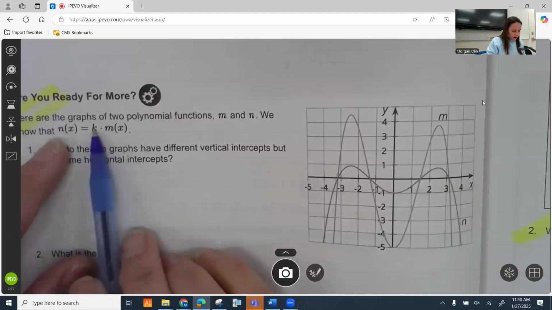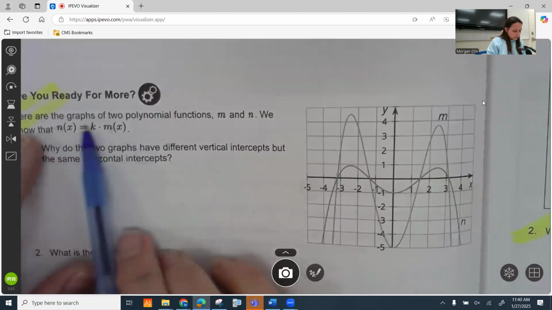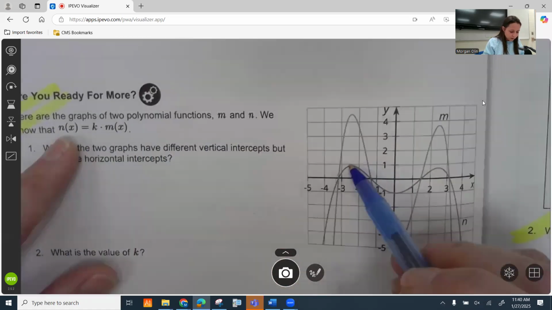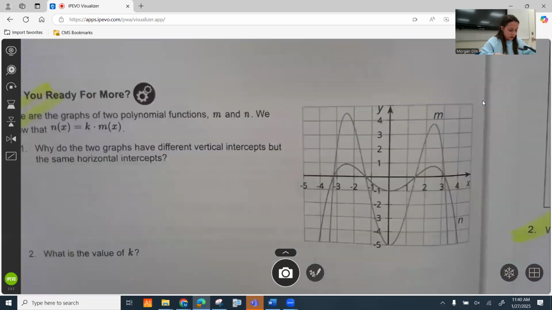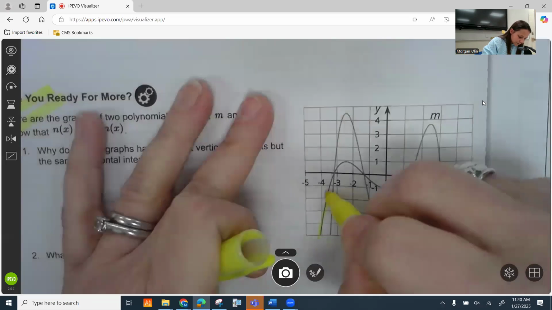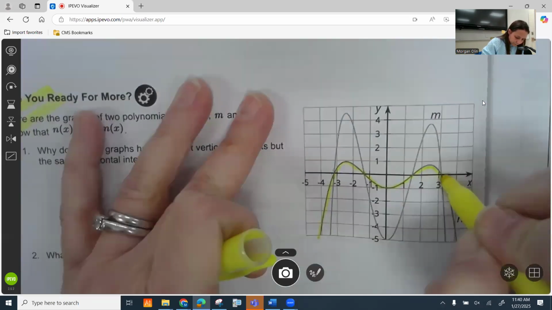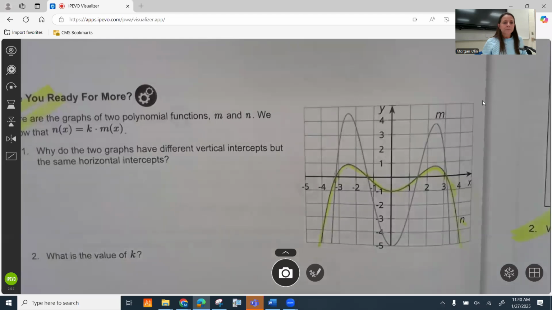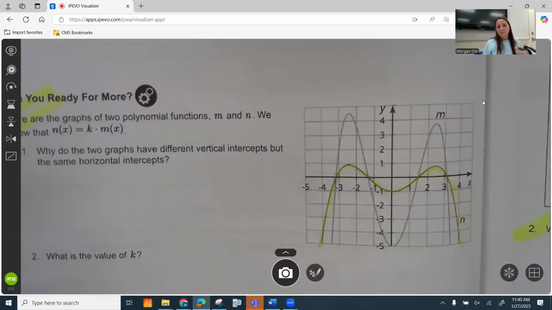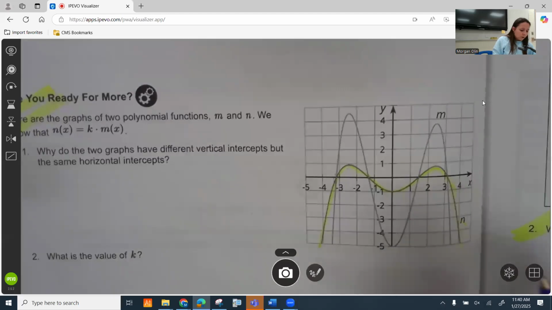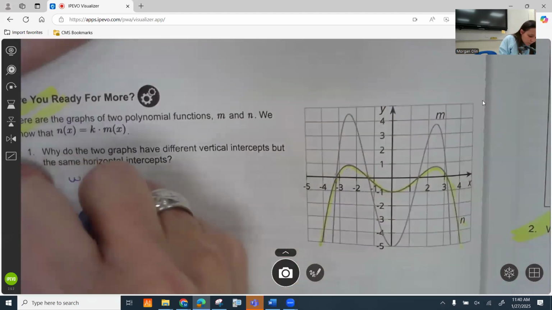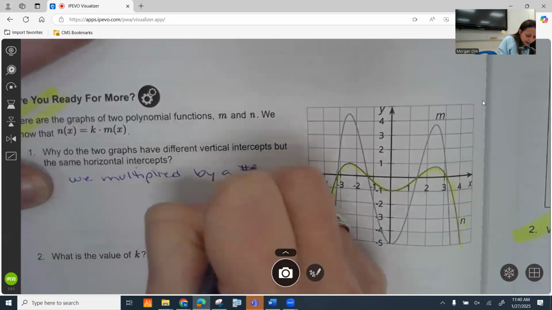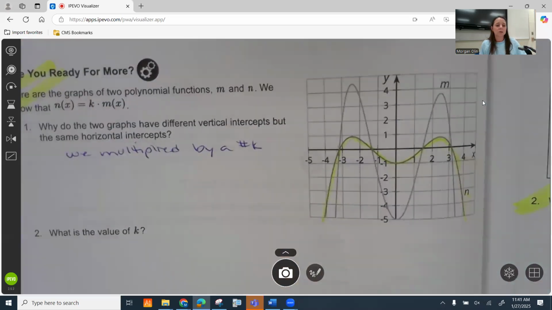Now, notice this. We're taking our original function. So here are two graphs of the polynomial functions m and n. We know that n of x, n is the smaller one, this one, and I'm going to highlight it in yellow. You may want to do the same thing. This one's n right here. Why do the two graphs have different vertical intercepts but the same horizontal intercepts? Well, the reason is because we multiplied by a number k. And how can we find this number k, which is what number 2 asks us?